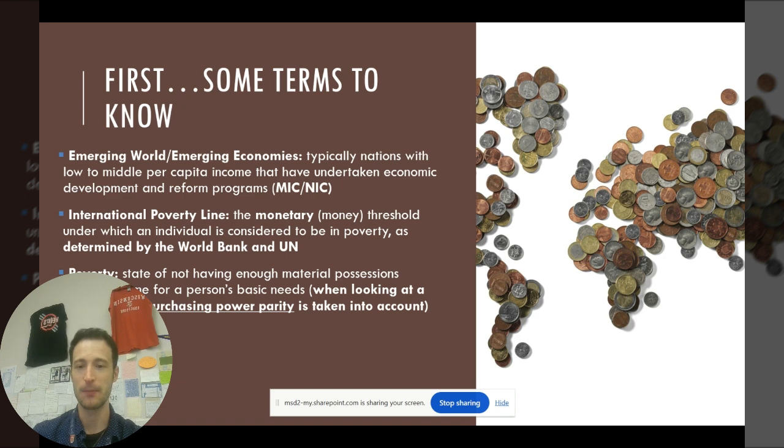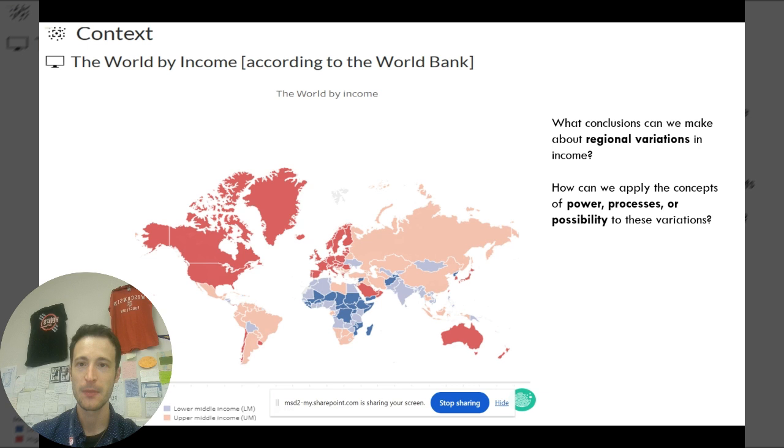So that's what purchasing power parity is, because one place where cost of living is very high might have a lower poverty rate, but if cost of living is very high, it's not going to be captured as well as it would in another place that's at lower cost of living.